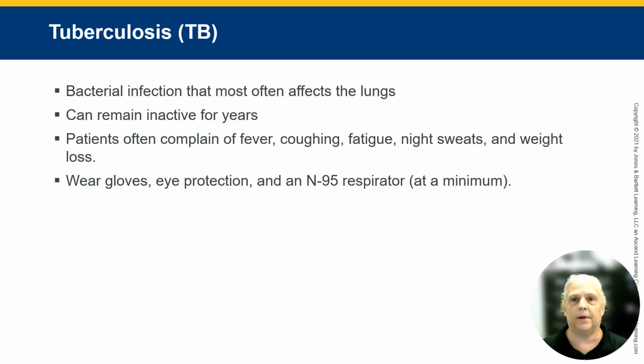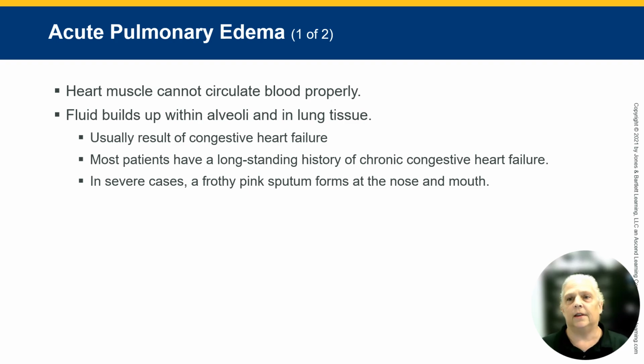So with acute pulmonary edema, the left side of the heart doesn't remove blood from the lung as fast as the right side of the heart is delivering it. So it's building up within those lung blood vessels, within the alveoli, the lung tissues. It a lot of times is going to be a result of congestive heart failure. Your patients are going to have dyspnea with rapid shallow respirations. In a severe case, they may have a pink frothy sputum in the nose and the mouth. You're going to need to suction that.